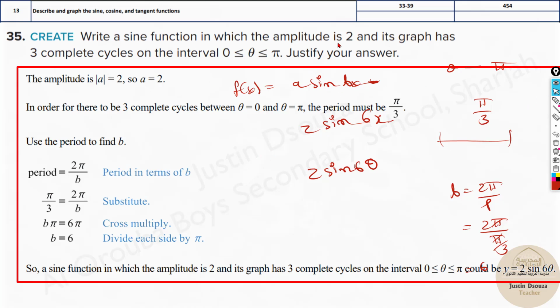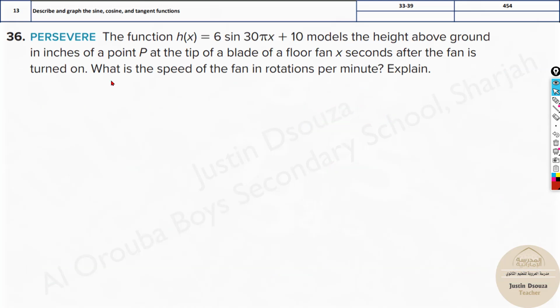Now, the amplitude over here was given already. This problem is similar to the previous one, but a little different, so I'll do this as well. The function h of x is given over here: 6 sine 30 pi x plus 10. It models the height above the ground in inches of a point P at the tip of a blade of a floor fan x seconds after the fan is turned on. What is the speed of the fan in rotations per minute? Now they have clearly told us x is in terms of seconds.